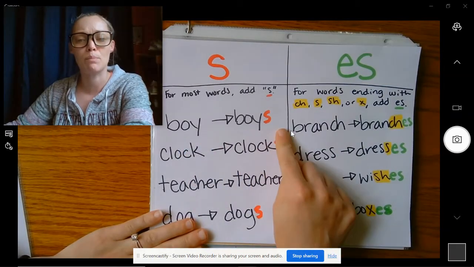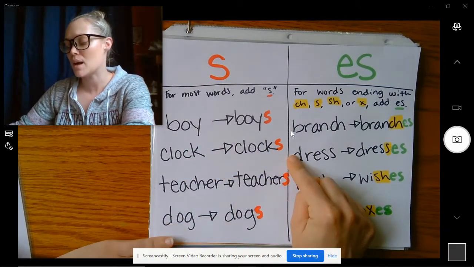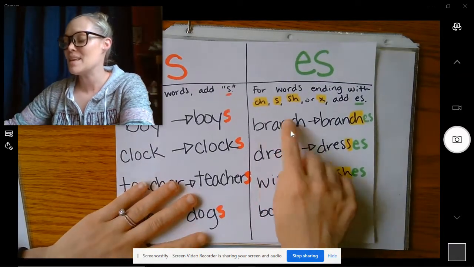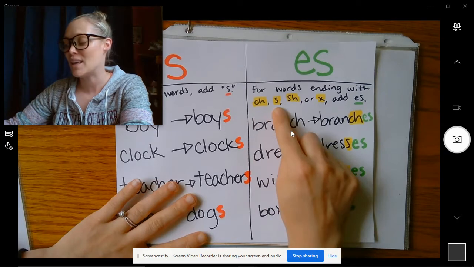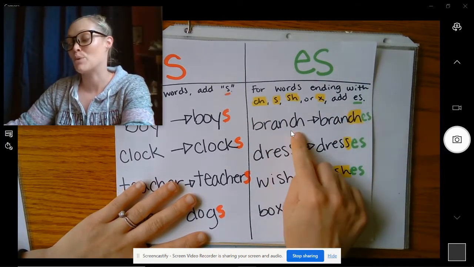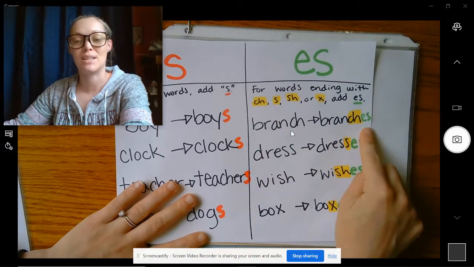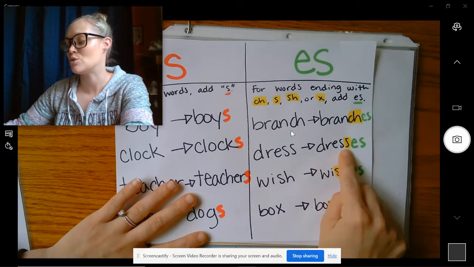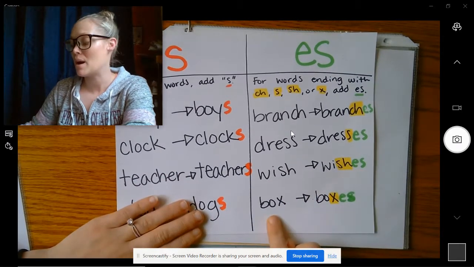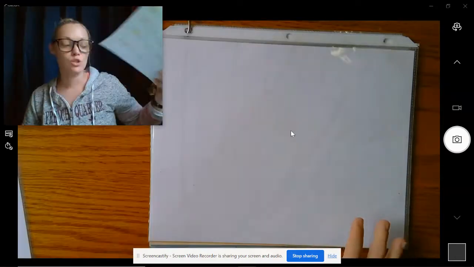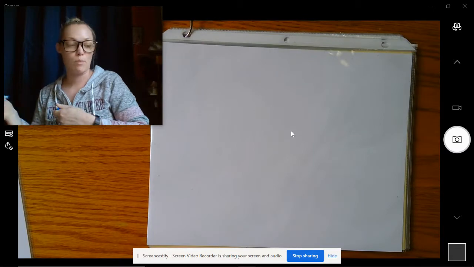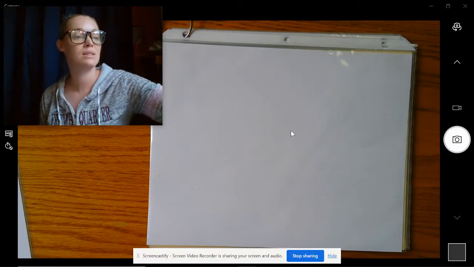So boy becomes boys, clock becomes clocks, teacher, teachers, dog, dogs. But any word that ends in a CH, an S, an SH, or an X, you're going to add ES. So branch turns into branches. Dress turns into dresses. Wish turns into wishes. Box turns into boxes.